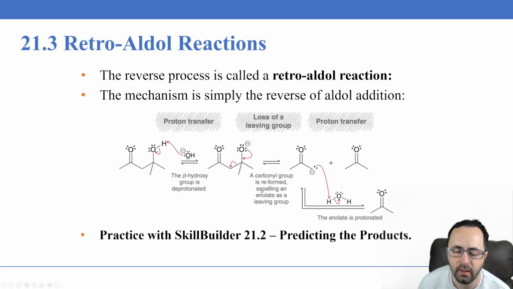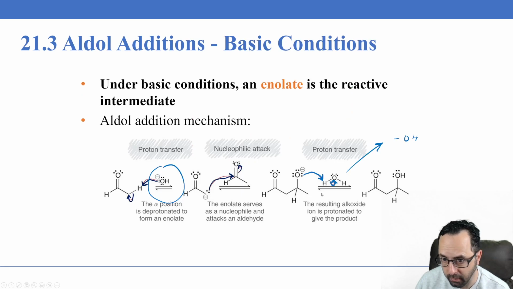The reverse process is just the exact opposite of the mechanism. It's referred to as the retro-aldol reaction. Recall in the last reaction, look at the last step here. The last step was a protonation of the alkoxide ion, and that was preceded by the nucleophilic attack, and then the proton transfer, making the enolate ion, was the first step. So we're going to do the exact opposite here.